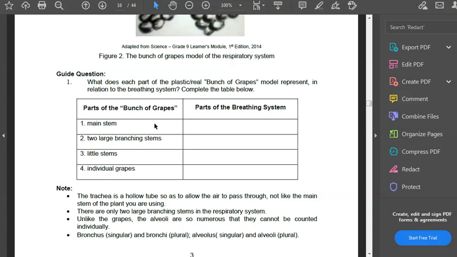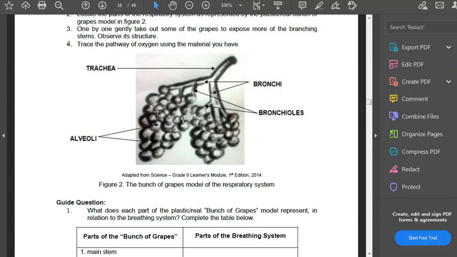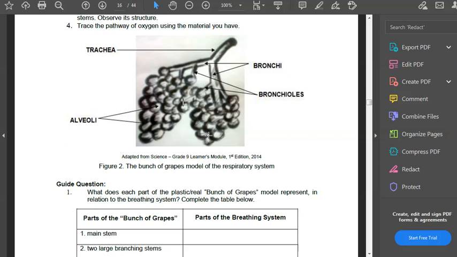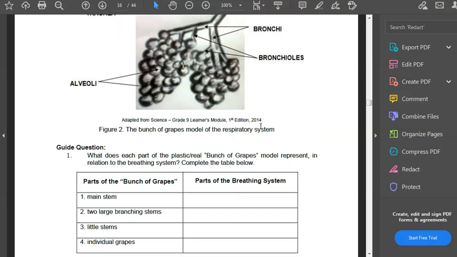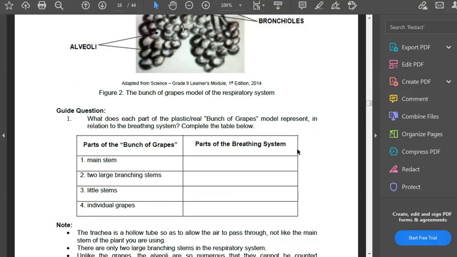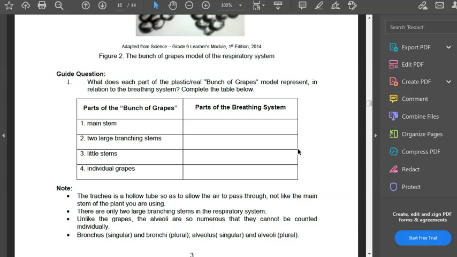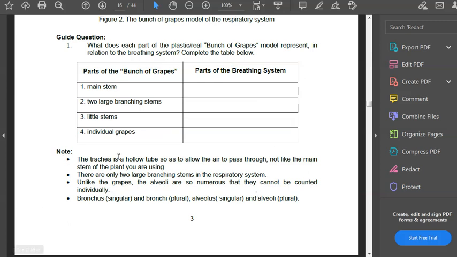So, ato lang siyang i-identify. So, kung ang main stem, asa dinhi ang main stem? Ang pinakadako na stem sa inyong malunggay leaves or dinhi lugar sa picture of grapes. Unsay tawag sa iya? Okay. Tan-awon ug maayo ang inyong drawing. Obvious na kaayo ang answer. Alright. Please take note that the trachea is a hollow tube so as to allow the air to pass through.